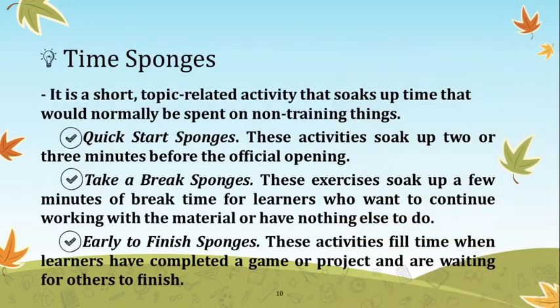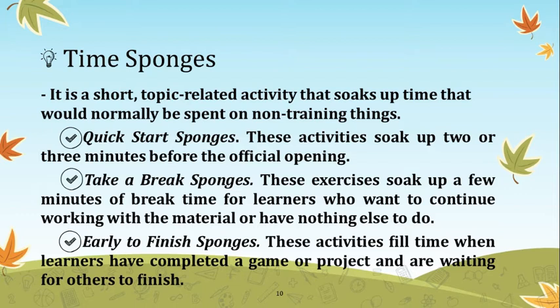Time sponges. It is a short topic-related activity that soaks up time that would normally be spent on non-training things. There are 3 kinds of time sponges. First, we have quick start sponges, take a break sponges, and early to finish sponges. Quick start sponges soak up 2 or 3 minutes before the official opening. Take a break sponges soak up a few minutes of break time for learners who want to continue working with the materials or have nothing to do.